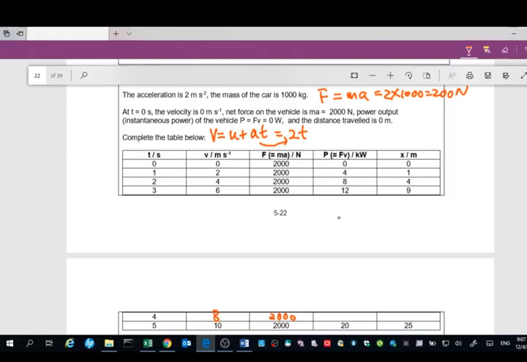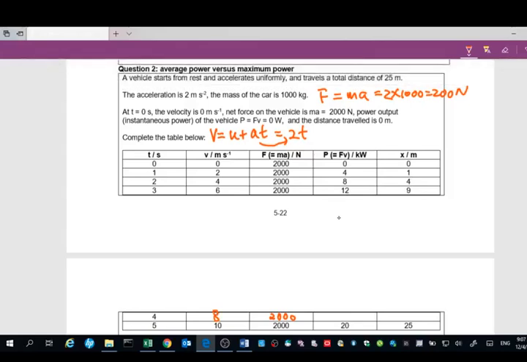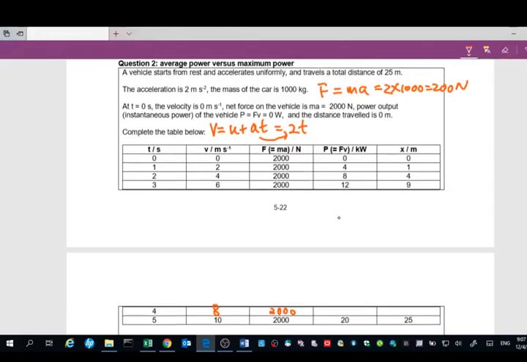This is quite simple. And then the power, this is the instantaneous power. The power increases, the instantaneous values given by force times velocity. So the second and third columns multiply together. We see that this multiplied by this gives you this, right? This 4 times this gives you kilowatts. 6 times 2 is 12 kilowatts. So 8 times 2 is 16 kilowatts.